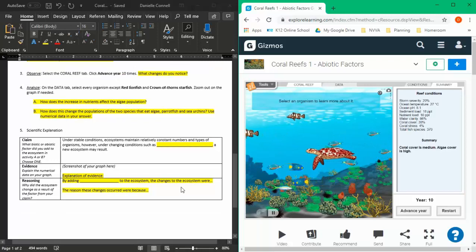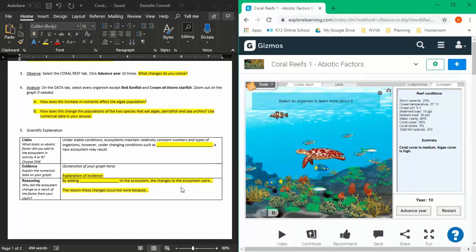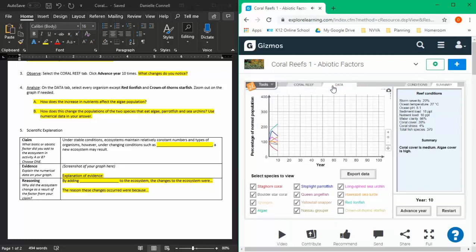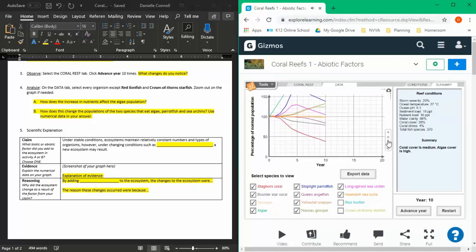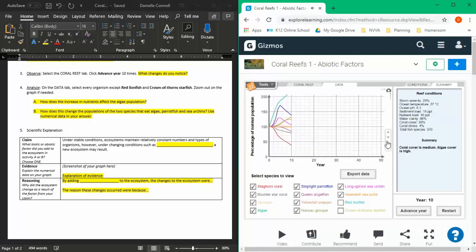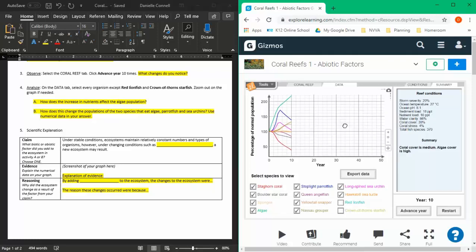And then lastly, for number 4, it says analyze. So now we need to interpret our data. It says look on the data tab, select every organism except for the red lionfish and the crown of thorns starfish. Zoom out if needed. We're kind of too zoomed out, I think. Oops. No, there we go. Okay. So we have about, yeah, that's where we're at. Okay, we have about, you need to read the graph.